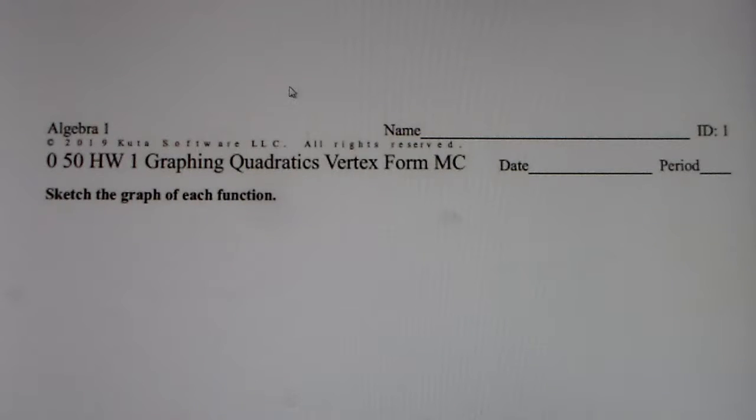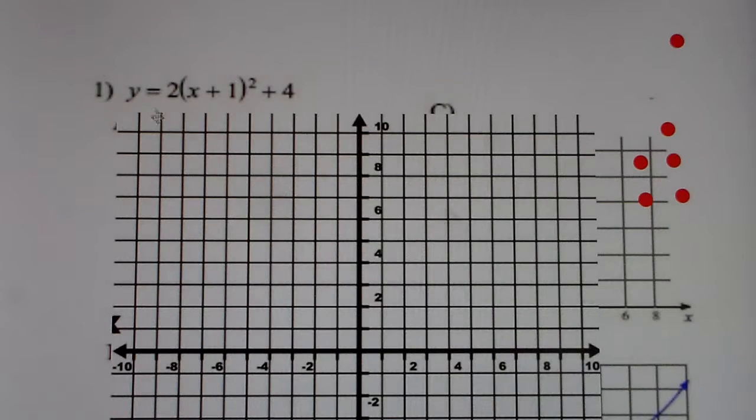Alright, ladies and gentlemen, this is 050 HW1 graphing quadratics vertex form multiple choice. So we're going to do the first couple problems together of this homework, and then you're going to complete the rest of the problems on your own. Remember, if you have any questions, you're more than welcome to come see me during extra help or ask during class. Alright, the first problem we got here is y equals 2 times x plus 1 squared plus 4.